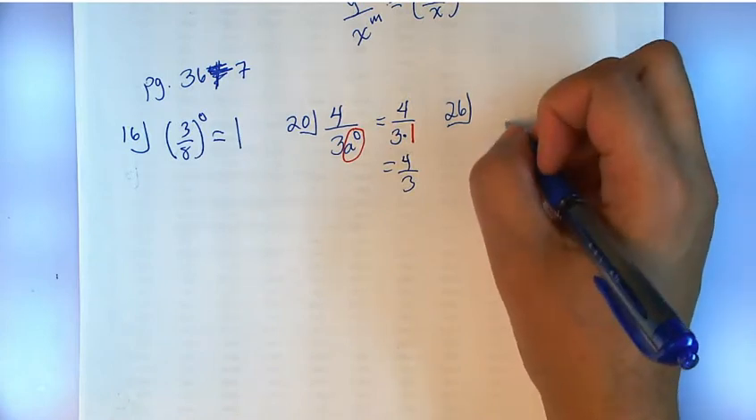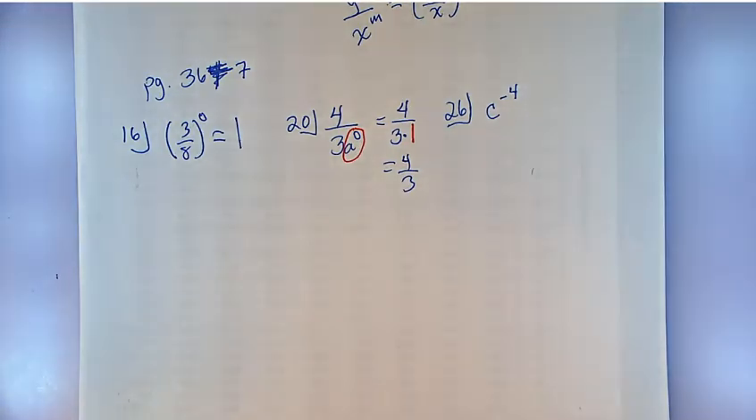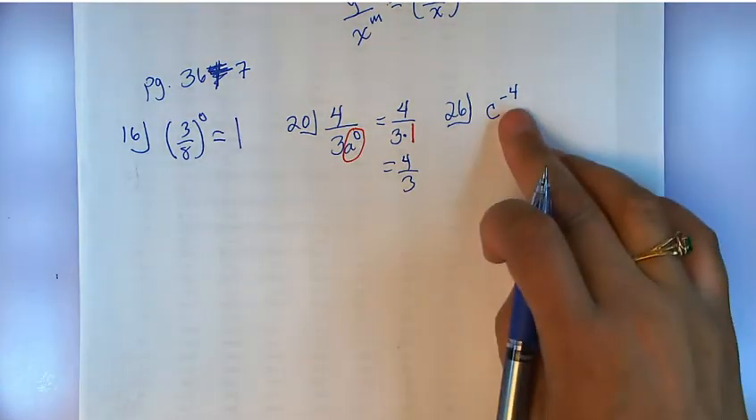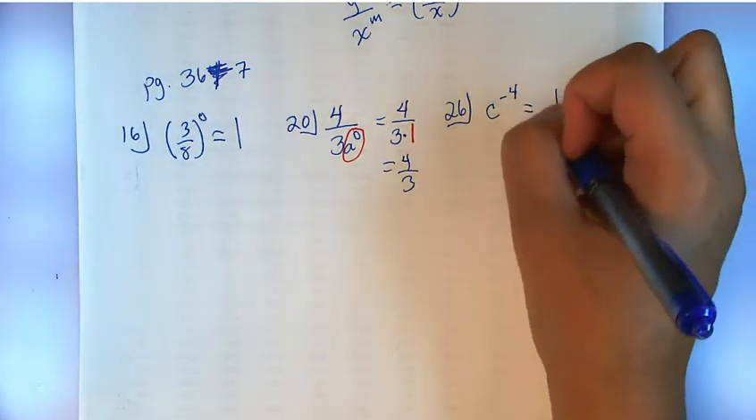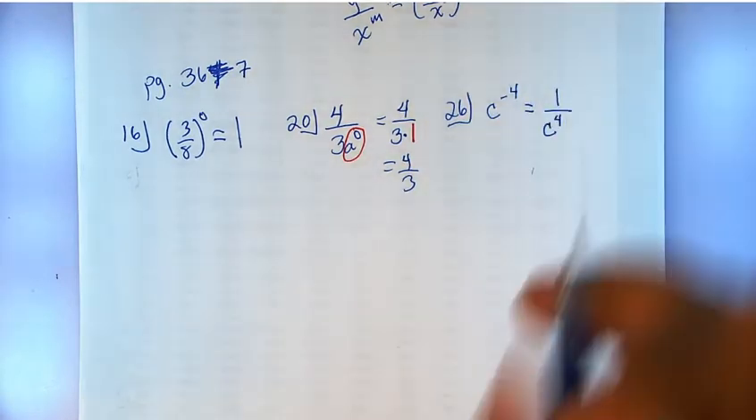Let's take c to the negative 4. And again, we want to make sure we write this in positive exponents. Well, what do we know? It's unhappy upstairs, so where does it need to go? It needs to go downstairs. And since there's nobody left upstairs, we have to have the air, which is 1.